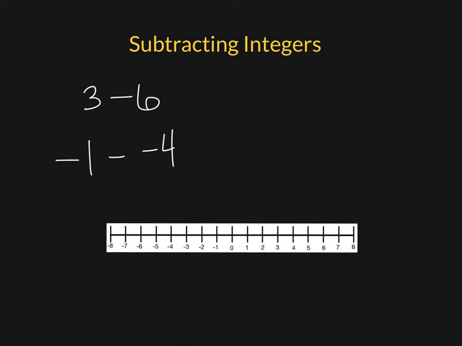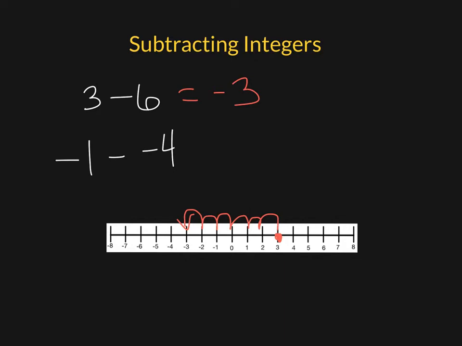Alright, when you're subtracting integers on a number line, we can start with the first number, which would be 3. And instead of going to the right like we did for adding, we go to the left because we go backwards, subtract 6. So 1, 2, 3, 4, 5, 6. So 3 minus 6 would be negative 3.